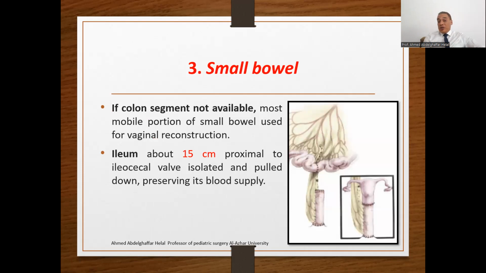If the colon segment is not available, the most mobile part of the small bowel can be used for the vaginal replacement. We start by selecting the ileum about 15 cm proximal to the ileocecal valve, cut it, and pull this segment with its blood supply to complete the distance. This is the natural vagina and these are the tubes. So we use this small bowel to replace the missing part of the vagina.